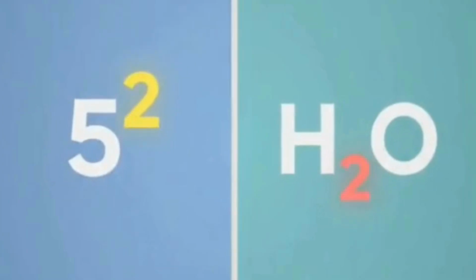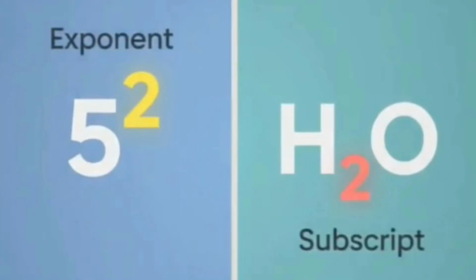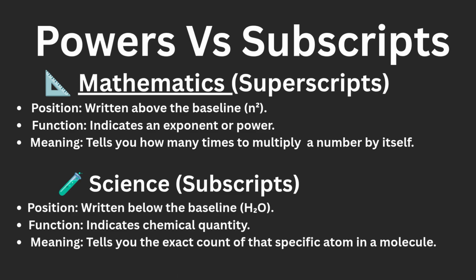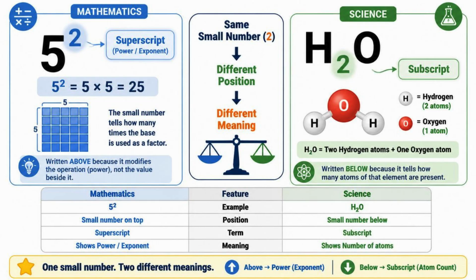In math, when we write the tiny number at the top right, it's called an exponent or power. In science, when we write a tiny number at the bottom, it's called a subscript. In H2O, the tiny 2 tells us that one water molecule contains 2 hydrogen atoms. So even though it is the same tiny number, where we write it matters. Now you may ask, if we already call it power of 2, why do we need another name, square?